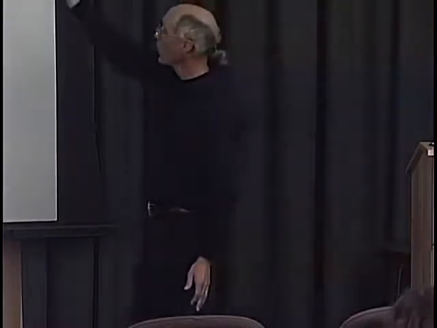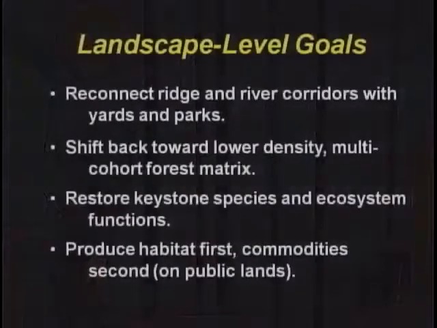And so, landscape level goals: we might want to reconnect ridge and river corridors with yards and parks. We want to shift back to a lower density, multi-cohort forest matrix. We might want to restore keystone species and keystone ecosystem functions out there. I think that's a pretty important thing to do.